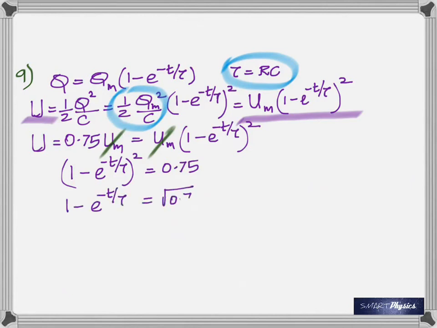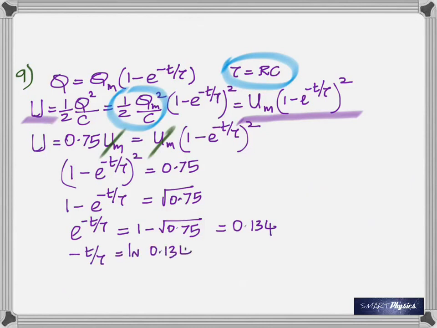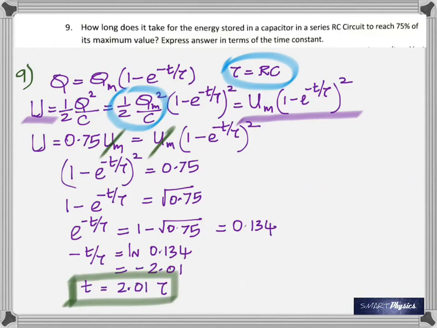And now you just have to be careful when you solve. Take the 1 to the other side, get that number, and on the other side, in place of exponential, you can put natural log and then solve for t. You will get 2.01 times the time constant. Now you see the question, how long does it take for the energy stored in a capacitor in a series circuit to reach 75% of the maximum value? And again, the questions are coming up later because I added them after I did this video. It was not there before.